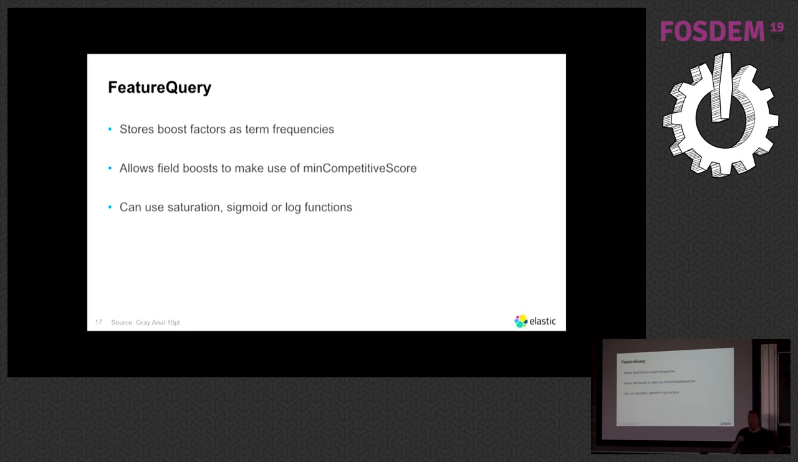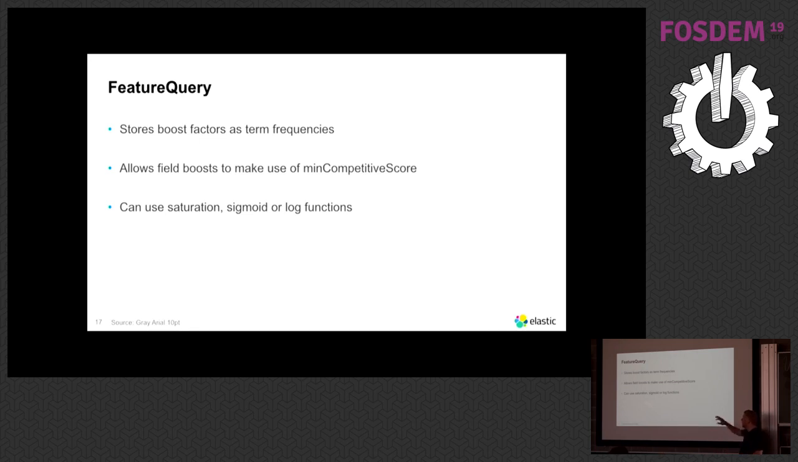The feature query will store that boost value as a term frequency, and it can then use one of these functions. We either have a saturation function, sigmoid function, or log function, and it can use that function to calculate the maximum possible score that it's going to provide for a given block, because it can again look at term frequency, so it knows what the maximum boost value in this particular block is. That's going to give a maximum score contribution, and you can then combine that as you would any other Boolean query.